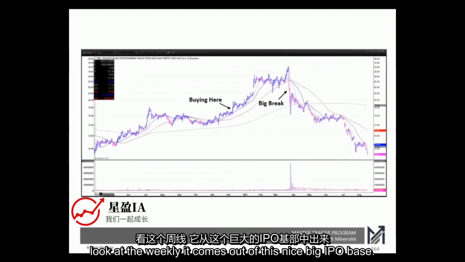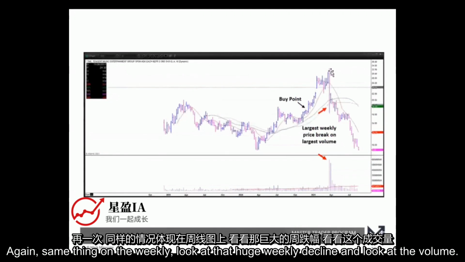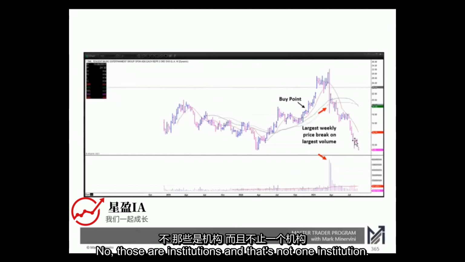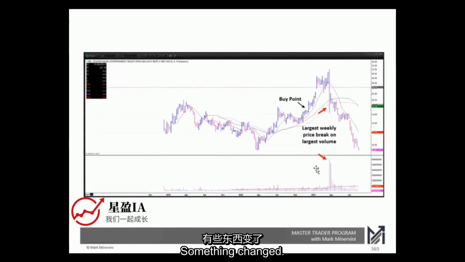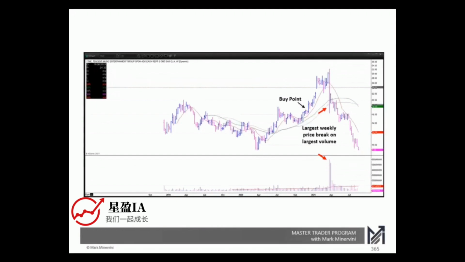Now, if we look at that, I think we have the weekly, right? Yeah. Look at the weekly. Now, it comes out of this nice big IPO base. Again, same thing on the weekly. Look at that huge weekly decline and look at the volume. Again, like I said before, that's not Aunt Betty selling. No, those are institutions, and that's not one institution. That's a lot of institutions piling out of that stock. Something changed. So even if it hasn't been announced, I assure you something changed with the prospects of that company.